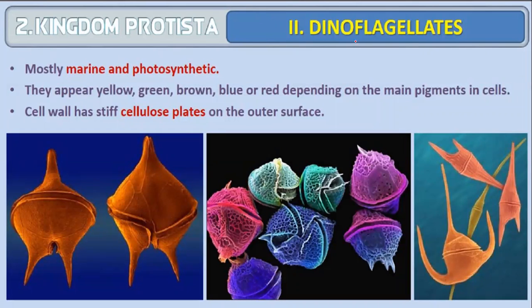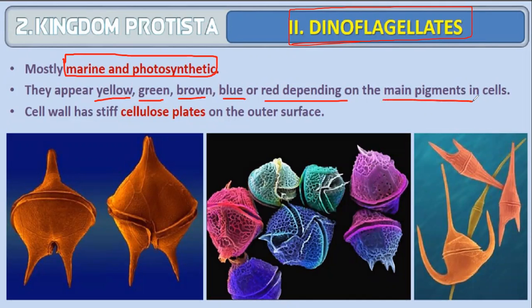Next you have dinoflagellates. Dinoflagellates are mostly marine and are photosynthetic in nature. They appear yellow, green, brown, blue or red depending upon the main pigments present in the cell. The cell wall has a stiff cellulosic plate on the outer surface.